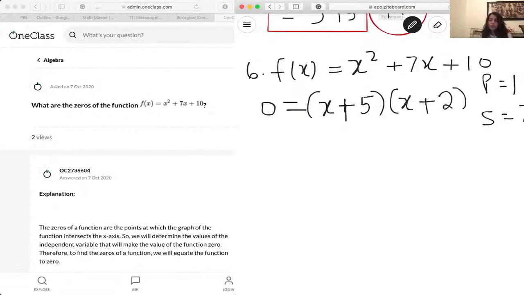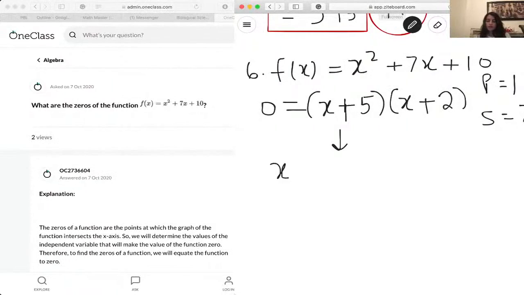When you use the FOIL method, just for double checking if this equals your equation, x times x is x squared, x times 2 is 2x, plus 5 times x is 5x, 5x plus 2x is 7x, and 5 times 2 is 10. So that does equal each other. That means it's correct. Now we can solve for their x values by isolating them.